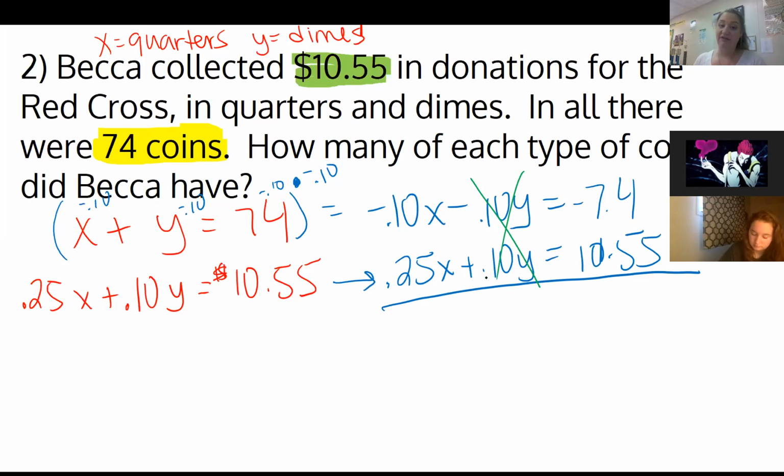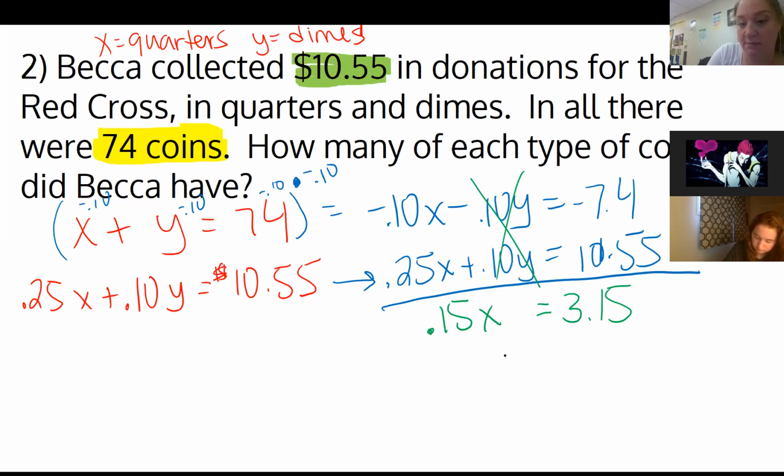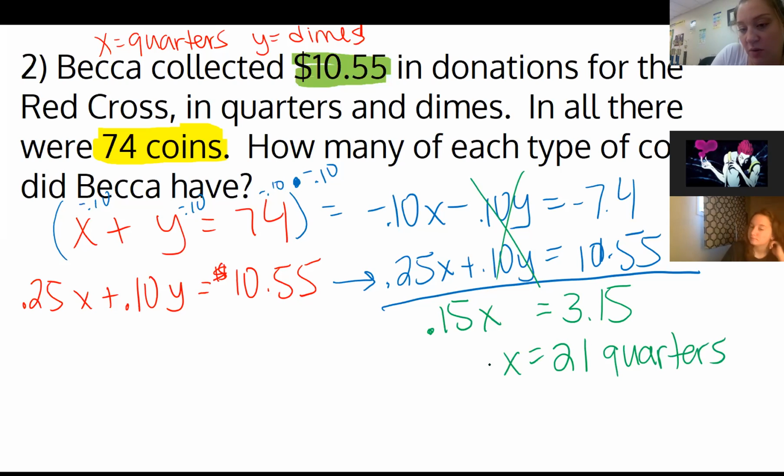So when I squish together negative 0.10x and positive 0.25x, I'm gonna get positive 0.15x, my y's are gone. And then negative 7.4 plus 10.55, because it was a positive, gives me 3.15. Okay, finally, to figure out how many quarters we have, we're going to divide 3.15 by 0.15, and we get 21. All right, so I know that I have 21 quarters total.